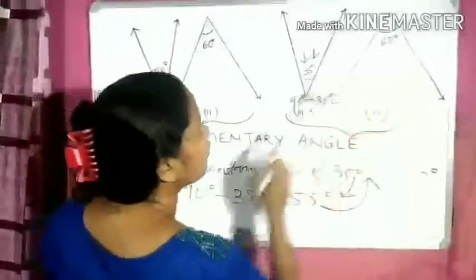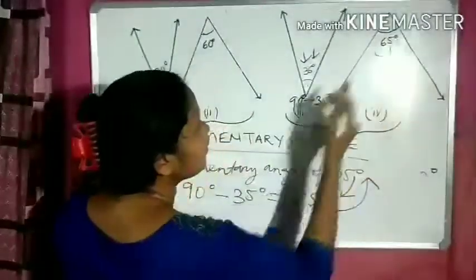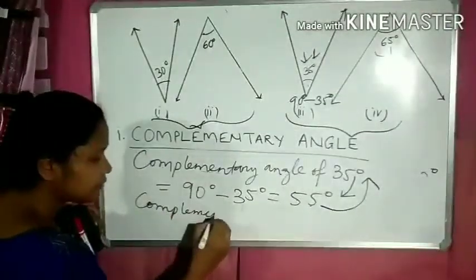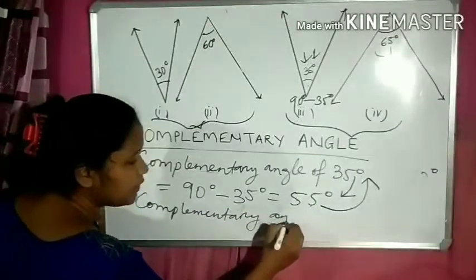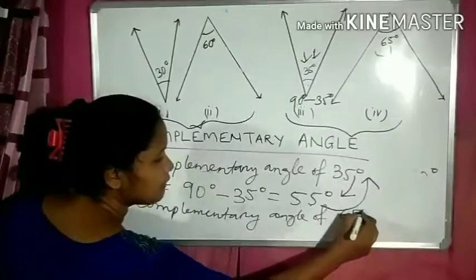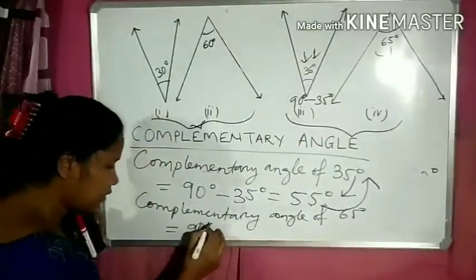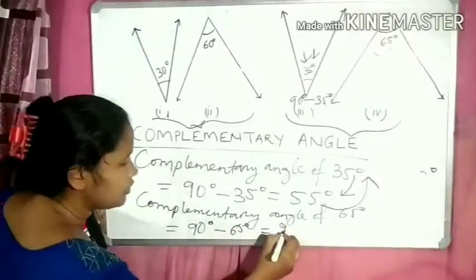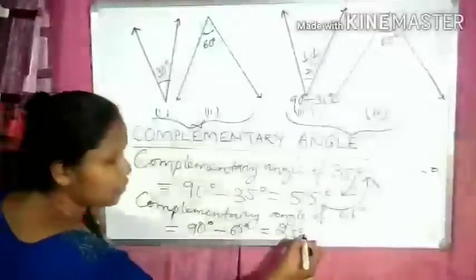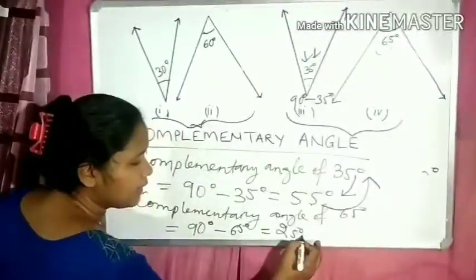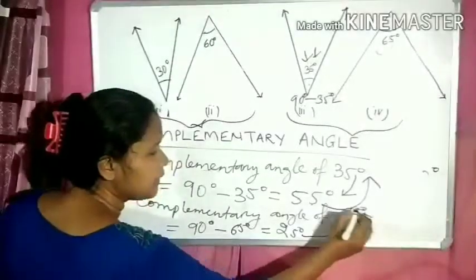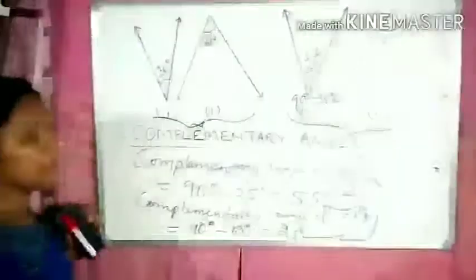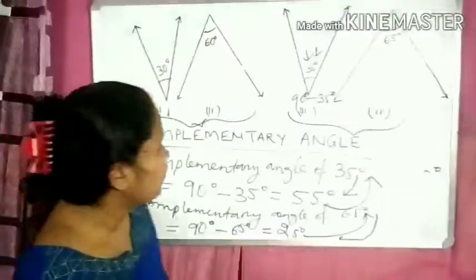Let's find the complementary angle of 65 degrees. The complementary angle of 65 degrees equals, the same way, we subtract from 90 degrees. 90 degrees minus 65 degrees equals how much? 25 degrees. So a 25 degree angle is the complementary angle of 65 degrees, and a 65 degree angle is the complement of 25 degrees. So this is about complementary angles.